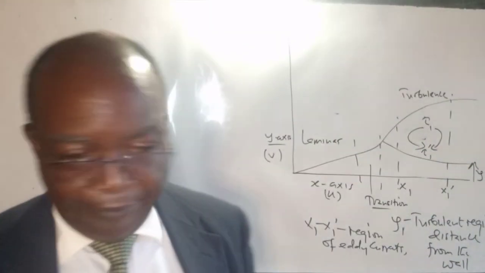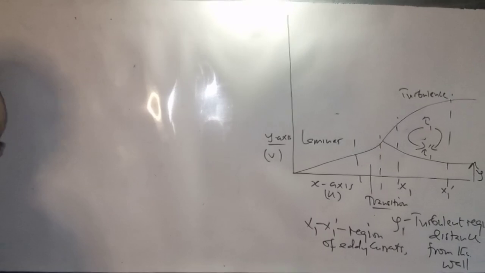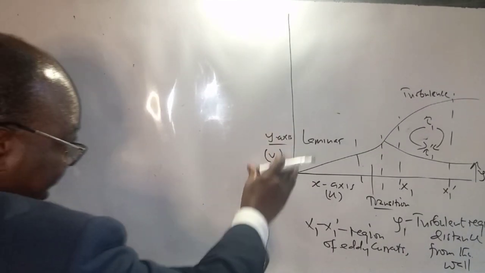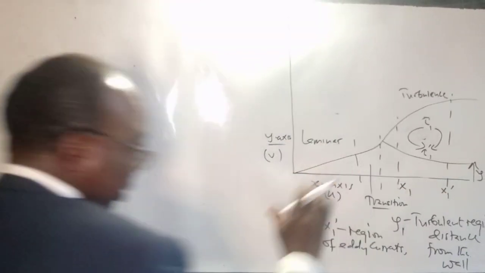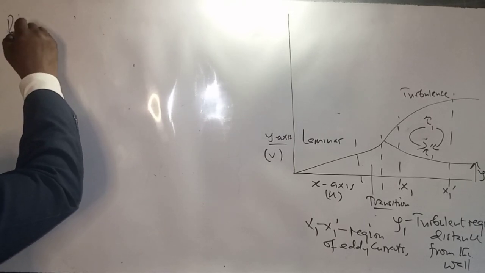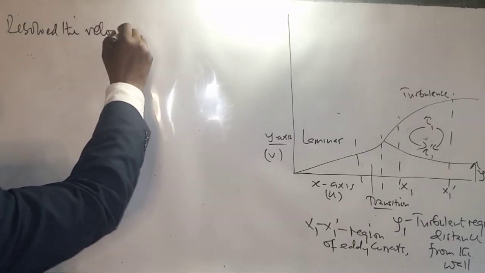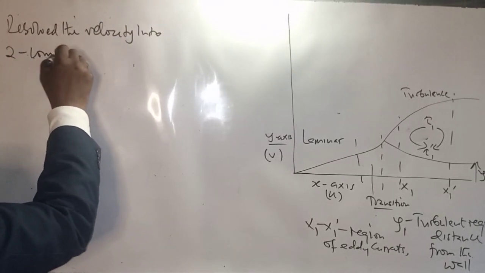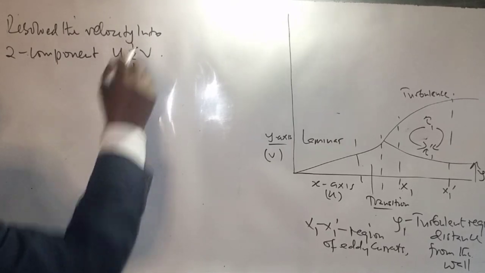Now, if we resolve the velocity, we have the y direction where the velocity is v, and the x direction where the velocity is u. So we have resolved the velocity into two components, u and v.